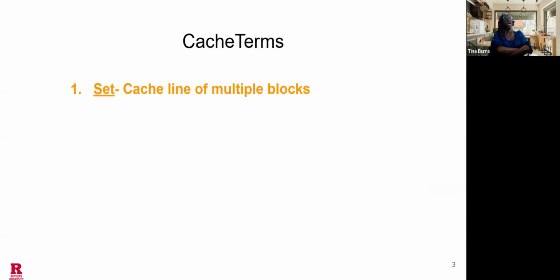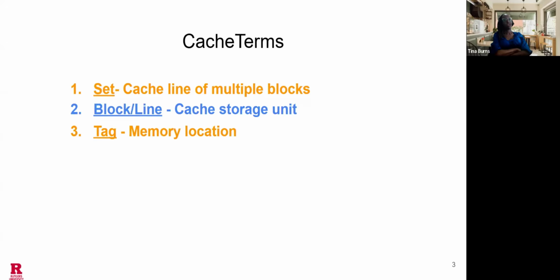When we think about terms, as we're evaluating cache, one of the things you want to understand, especially for your final project, is what is a set? A set is defined as a cache line of multiple blocks. So if I have a line of data, then I will have multiple blocks within that cache line. A block or a line is just a cache storage unit. It's just referring to how I want to look at the data inside there. It's just a block of information that details my cache storage unit as a whole.